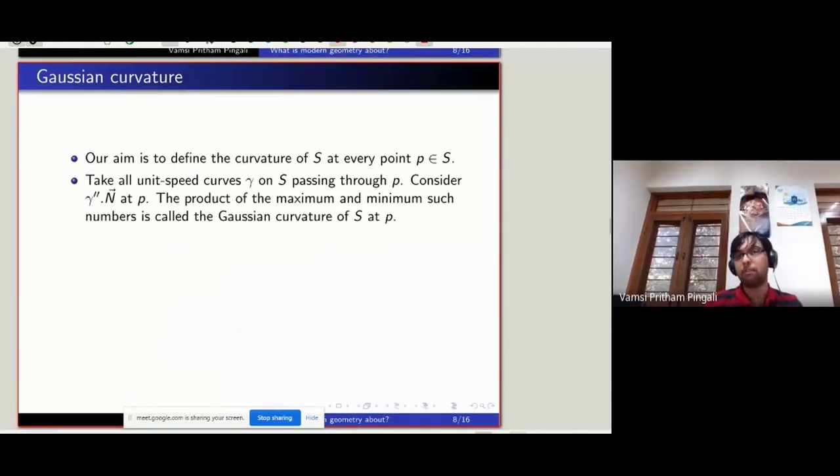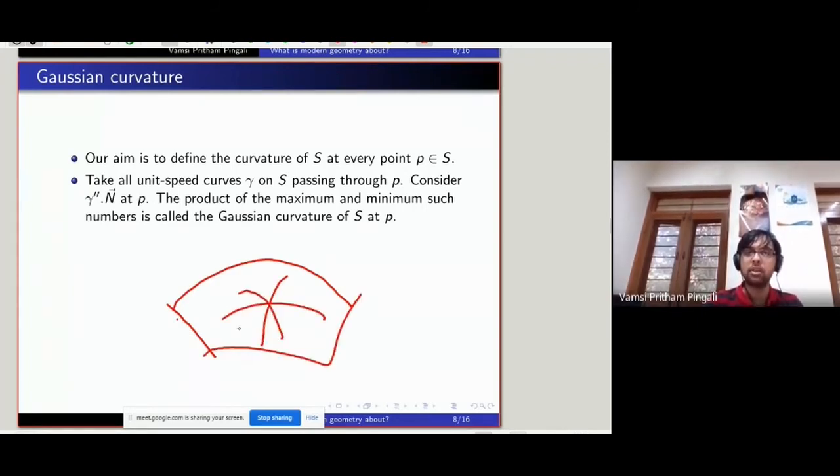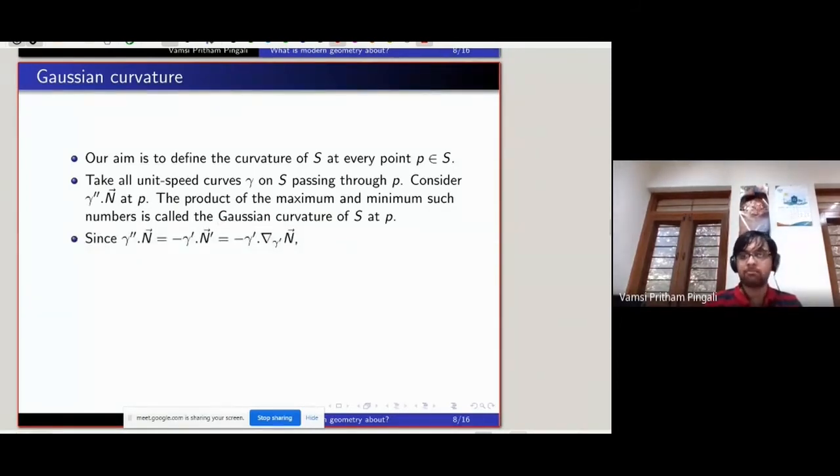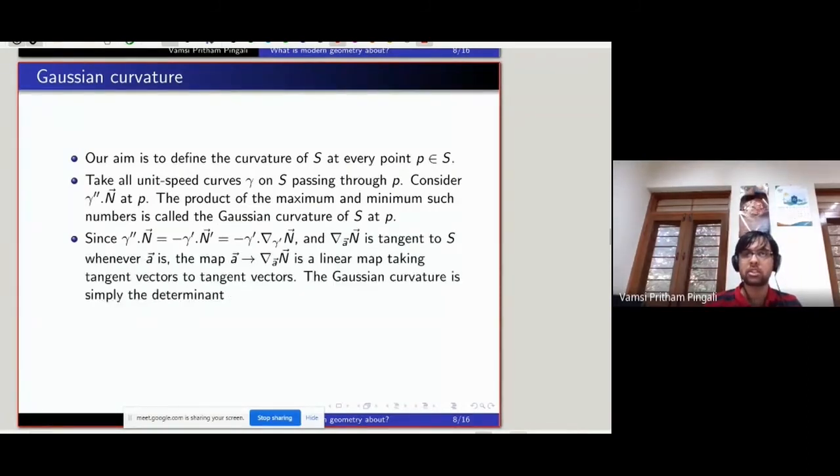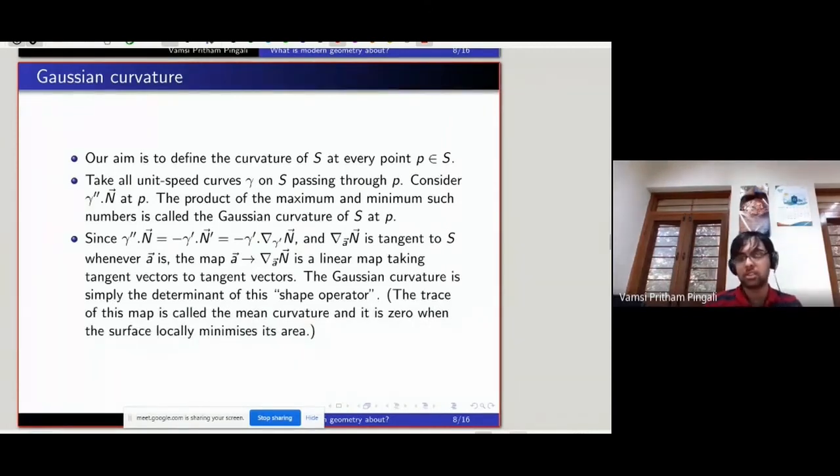So the product of the maximum and minimum such numbers is called the Gaussian curvature of S at P. So you take all possible ant paths of unit speed, take all possible accelerations and take their normal components, take the maximum of such numbers and minimum of such numbers, their product is called the Gaussian curvature. Okay. All right. Now, I'll just skip this part. Don't worry about this. I can just send you these slides if you want to look at them.